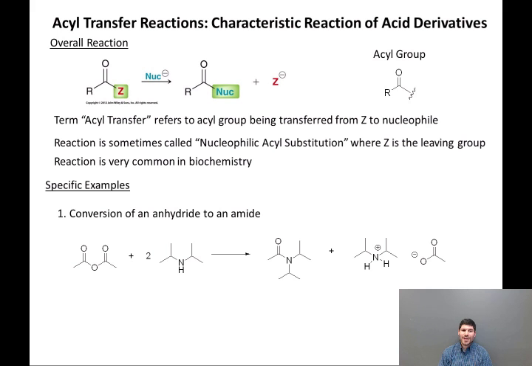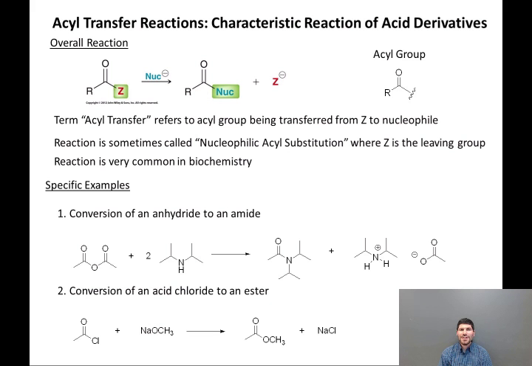One example of an acyl transfer reaction would be that an anhydride can be converted into an amide. Okay, so as we're seeing, one carboxylic acid derivative is being converted into another carboxylic acid derivative. So in this case, acetic anhydride reacts with two molecules of diisopropylamine to give diisopropyl acetamide, is the name of this product. And then the second molecule of diisopropylamine has to act as a base, so diisopropyl ammonium acetate is the byproduct that we don't particularly care about.